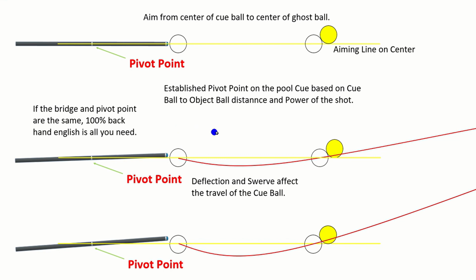Squirt is when the cue tip strikes the cue ball with side spin, such as on the left side. The cue ball is then pushed to the right. This push is referred to as squirt.